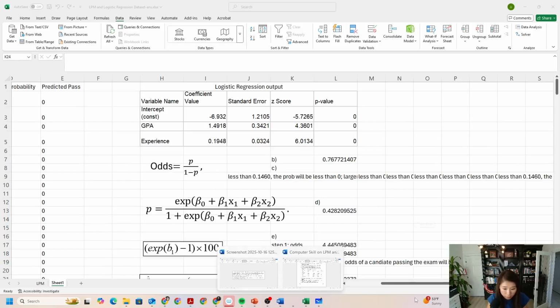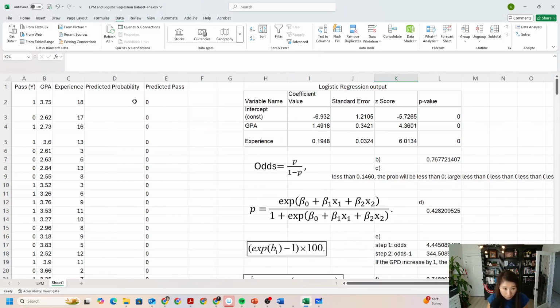First of all, we need to fill in our column D here. The reason is that for column D, predicted probability, I need to know for each one of them, given their years of experience and GPA, the probability for them to pass. Given that, my column E will automatically fill in the value 1 or 0, because here is the logic. If the value in column D is larger than or equal to 0.5, the value will be 1. Otherwise, it will be 0. That's literally how we define the predicted pass. 1 is pass, 0 is not, given we are able to predict the probability.